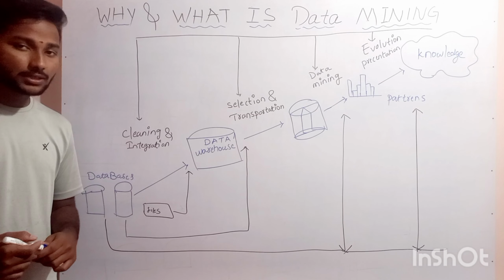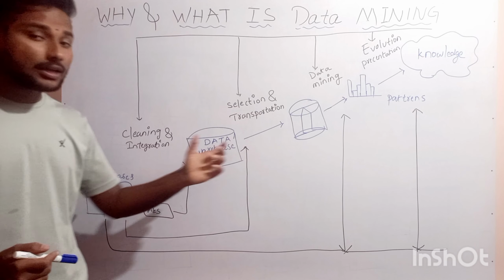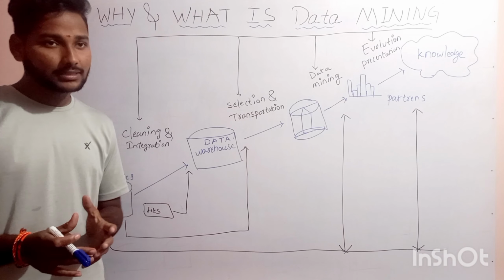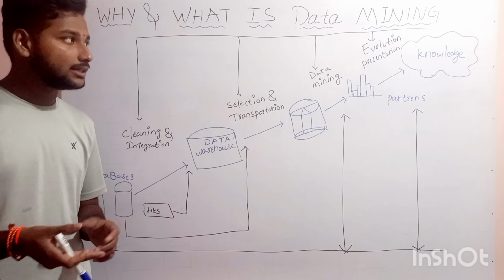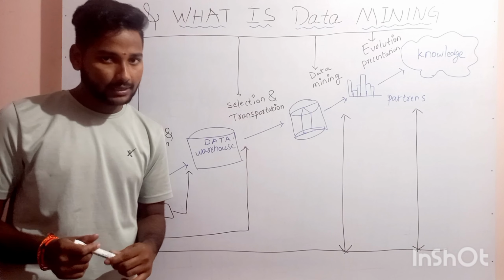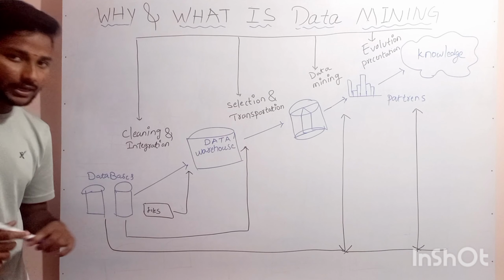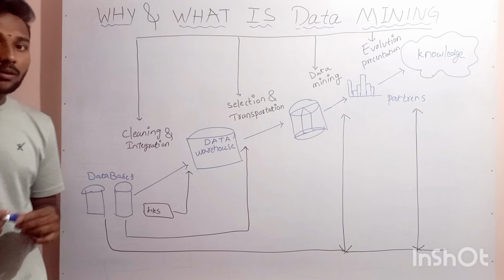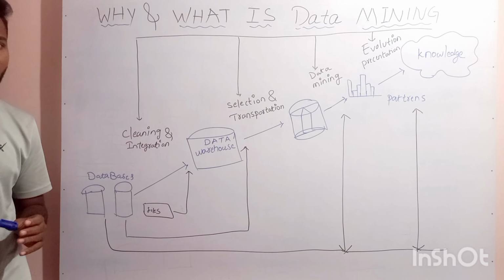On these data warehouses we can apply the selection and transformation steps. Then we apply some data mining techniques. Then some patterns are generated and evaluated. By this we gain knowledge in the form of patterns. This is pattern evaluation, and this is the main diagram of data mining. The main motto of data mining is to acquire knowledge from this data.